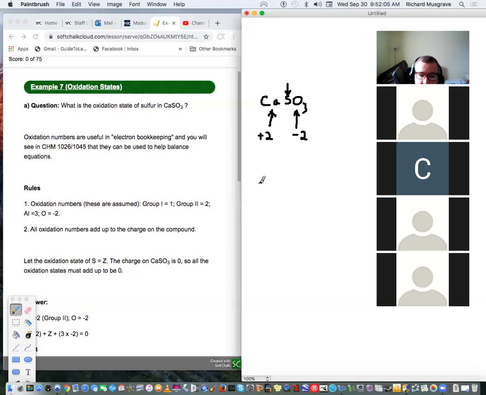So the rules are that we have these oxidation numbers, and then all oxidation numbers add up to the charge on the compound. Now, CaSO3 is neutral, and we know that because there's no charge on it. So if I wanted to find sulfur, we could do a little bit of algebra here, and we could say it's going to be Ca plus S plus 3 times O, and all of that has to add up to be 0. And that would mean 2 plus S plus -6, 3 times -2.